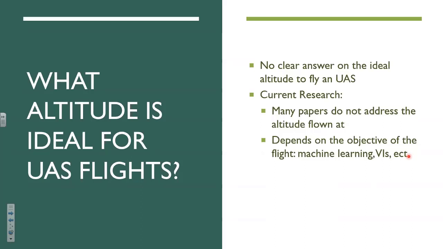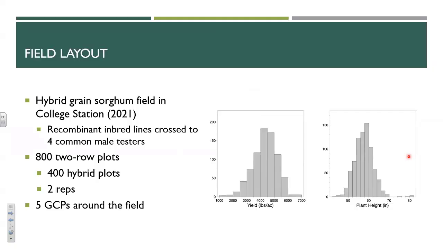We wanted to be able to go out in the field and collect all this information at once instead of doing 10, 20 flights to collect every single different trait individually. So what we did is we flew a hybrid grain sorghum field in College Station last summer. This field was made up of recombinant inbred lines crossed with 4 common male testers. So we had a total of 802 row plots.